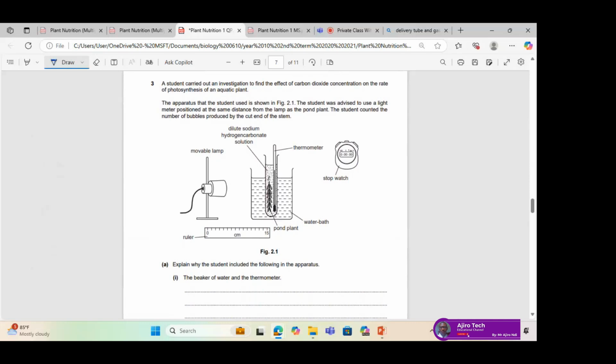The beaker of water to measure the amount of water. Look at this. There are two containers containing water. This is a water bath, and that's the beaker of water. It's used as a water bath. Do you know the importance of a water bath?